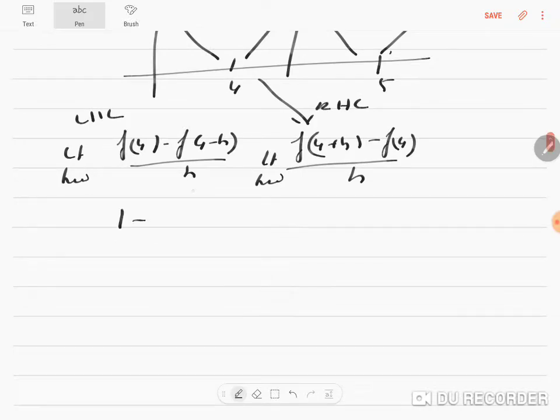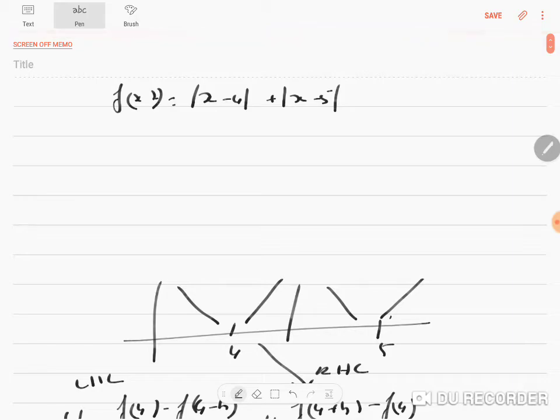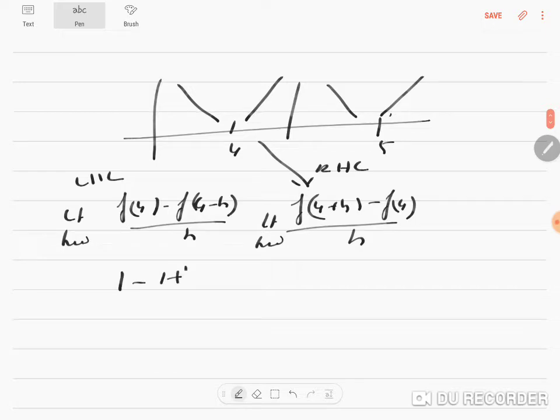So 1 minus f of 4 minus h. Substitute here: mod of 4 minus h minus 4 plus mod of 4 minus h minus 5. The 4 and 4 get cancelled, it will be plus h, and this will be minus 1 minus h, or 1 plus h because it is a mod. So the answer is 1 plus h by h. So it is 1 minus 1 minus h by h, this and this get cancelled. So the answer is minus 1. The previous method gets me 0 by h, which is not right, so I have to use this method.